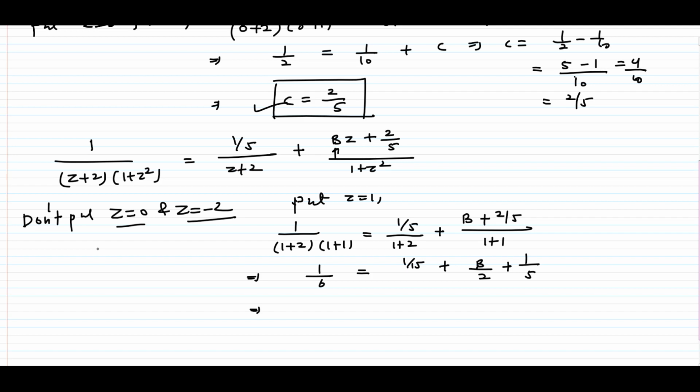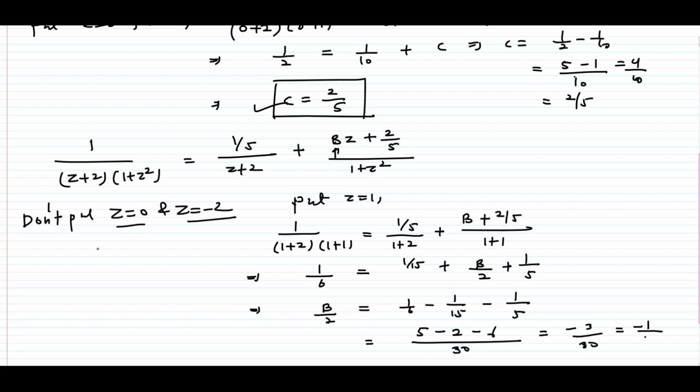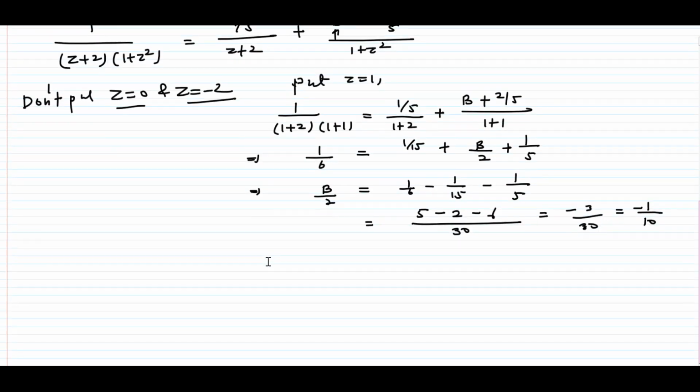So now here we can get the value of b by 2, that is 1 by 6 minus 1 by 15 minus 1 by 5. So here the LCM will be 30: 6 times 5 is 30, 15 times 2 is 30, 5 times 6 is 30. It will give negative 3 over 30, and this is equal to negative 1 by 10. So now further simplifying, we will get the value of b, that is negative 1 by 5.